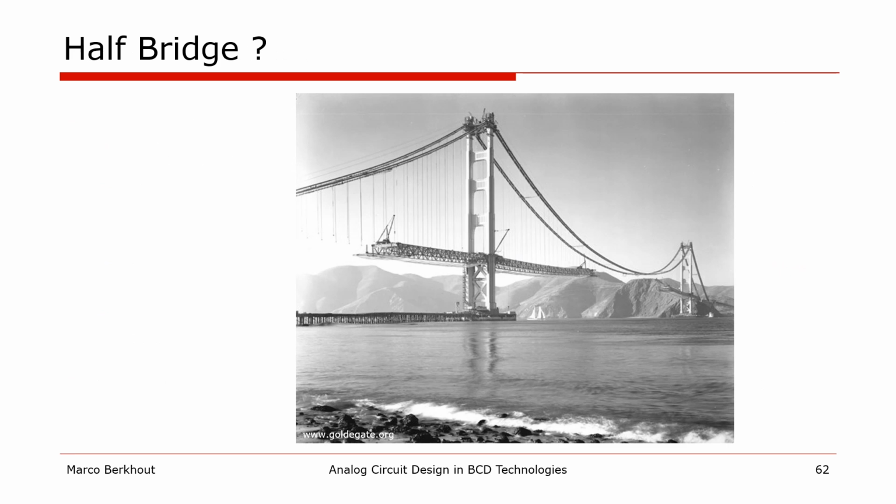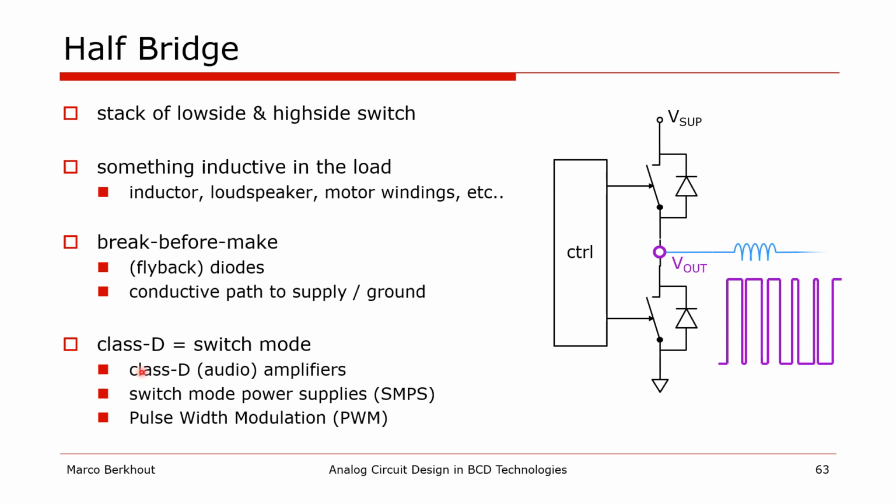What is a half bridge? It does sound like something that is not quite finished. However, in power electronics, a half bridge is simply a stack of a low side and a high side switch that can connect the output node to either the supply or the ground. Usually this is used to drive a load with some inductivity, and that can be, for example, an actual inductor or a loudspeaker or a motor winding.